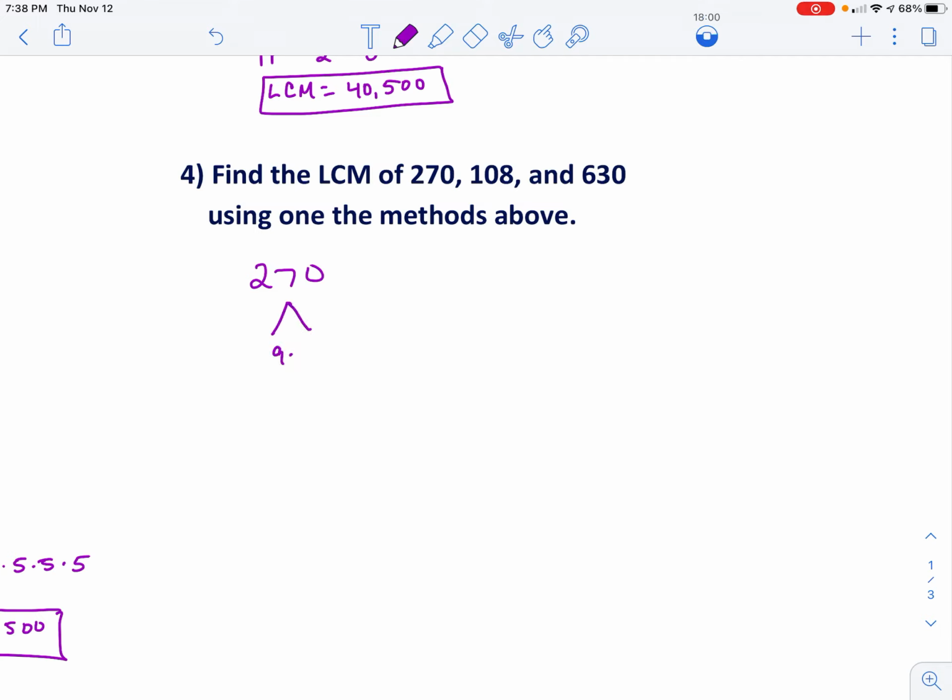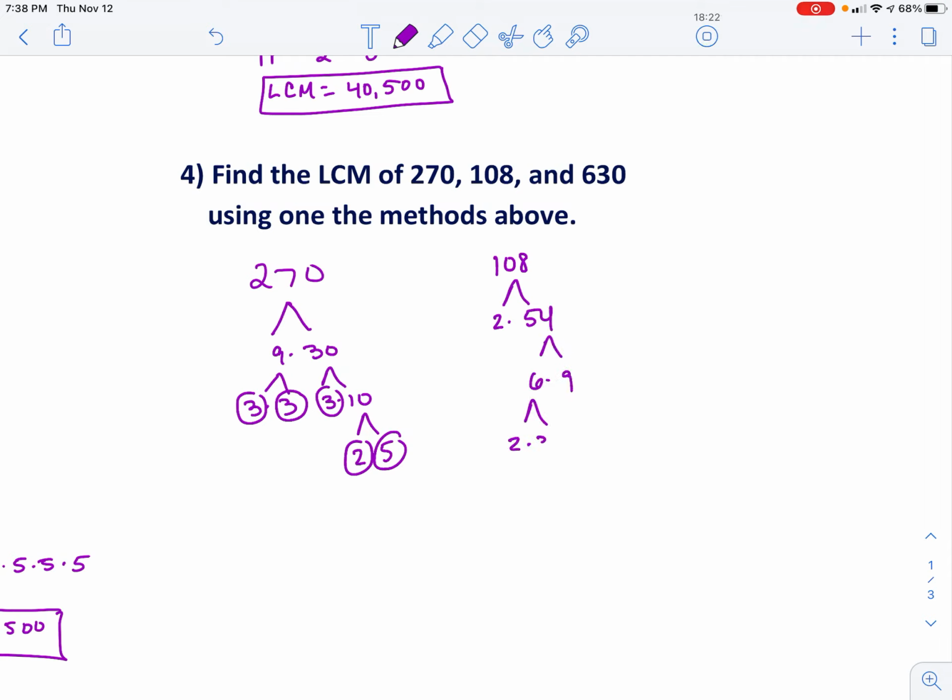270 is 9 times 30. And we'll just go ahead and finish out the primes here. It's going to be a little quiet on my end while I do this. 108 is 2 times 54, 6 times 9.